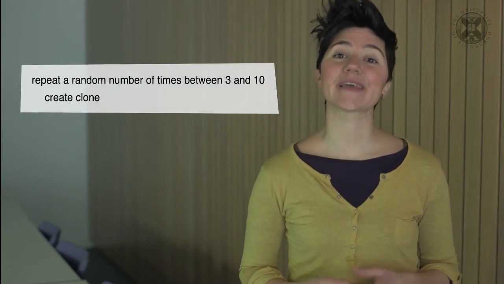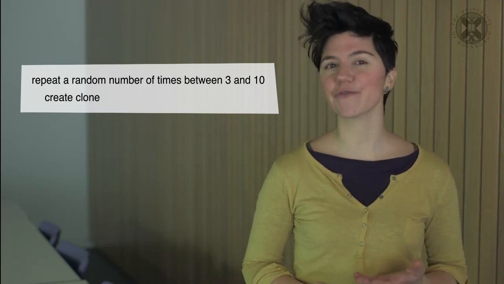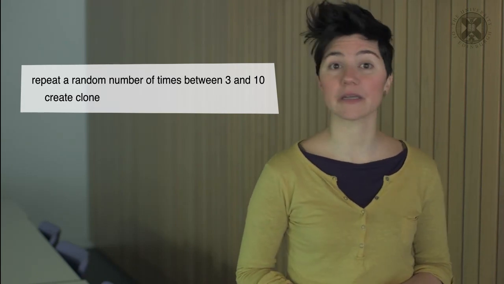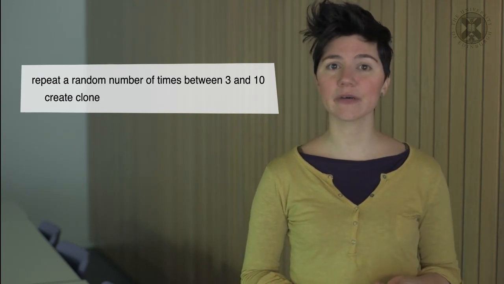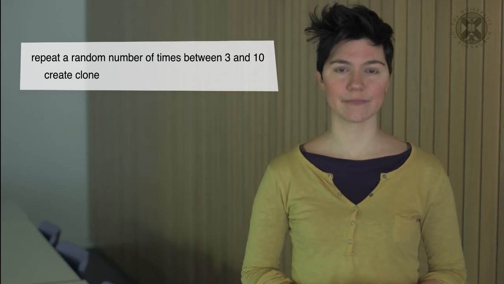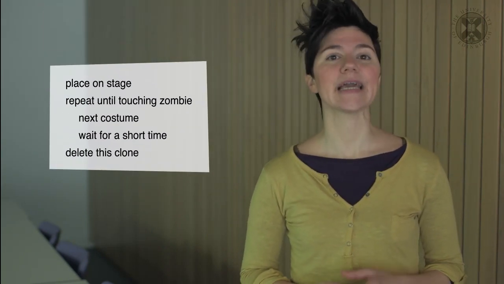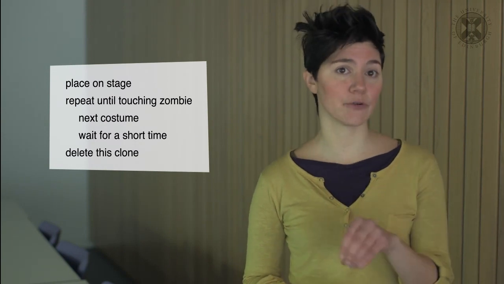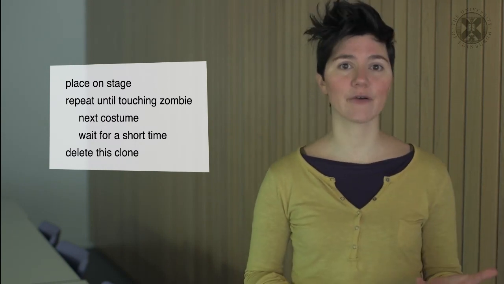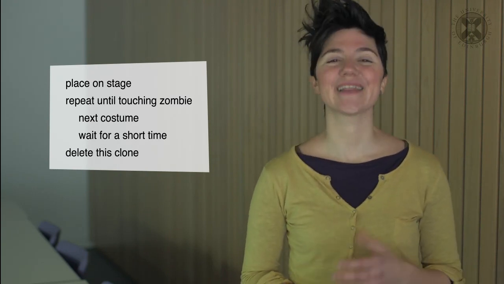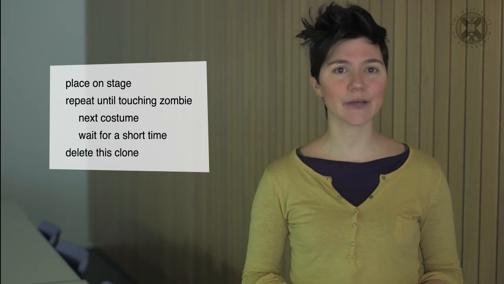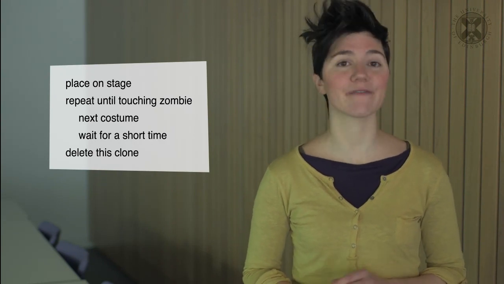Now let's have a look at the flower. When the game begins, we want to have several flowers in the garden, say between 3 and 10, where the exact number is randomly chosen. Good. Now, what will the flower behavior be when it starts as a clone? It will involve placing it somewhere on the screen and having the flower repeatedly change costume so it looks even cuter. This will repeat happening until a zombie touches it, at which point the flower will be deleted.